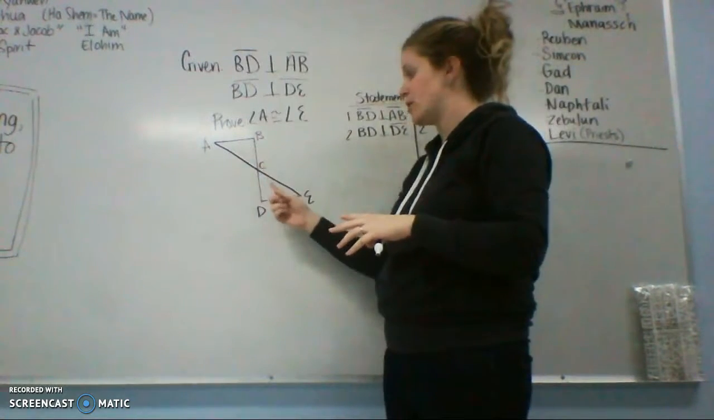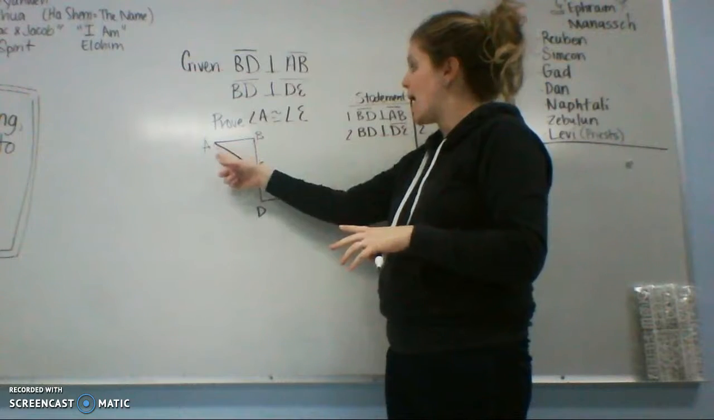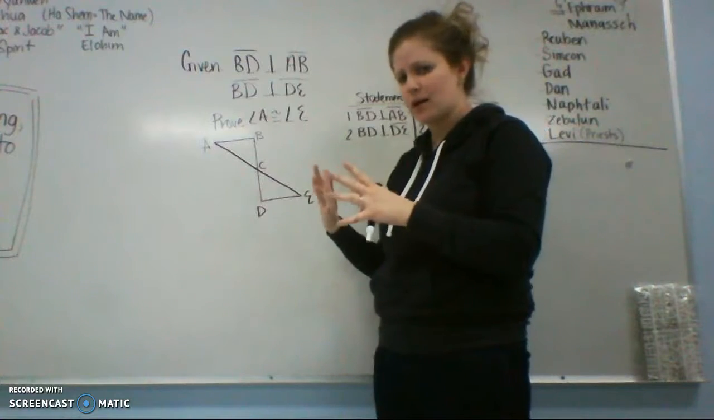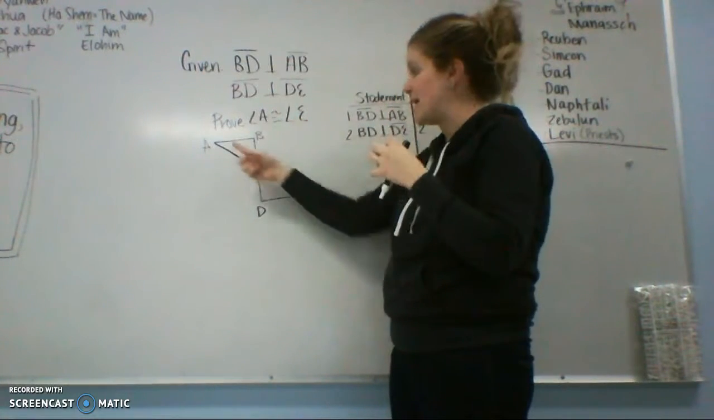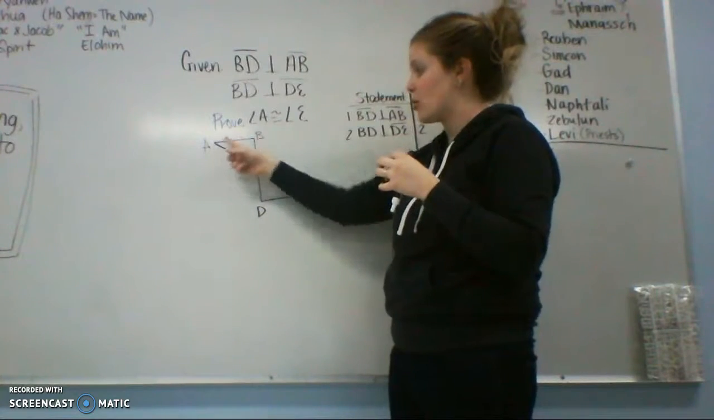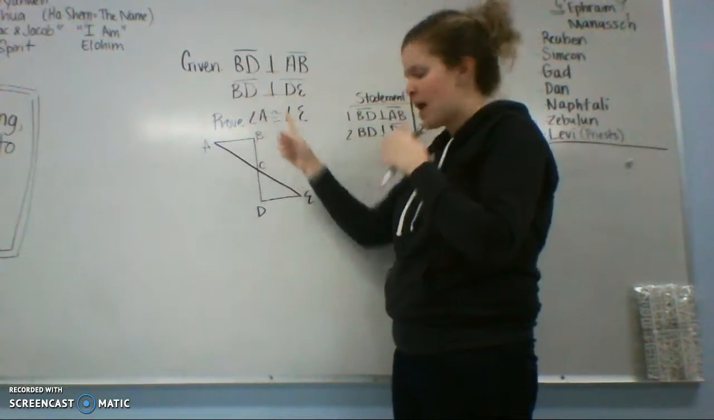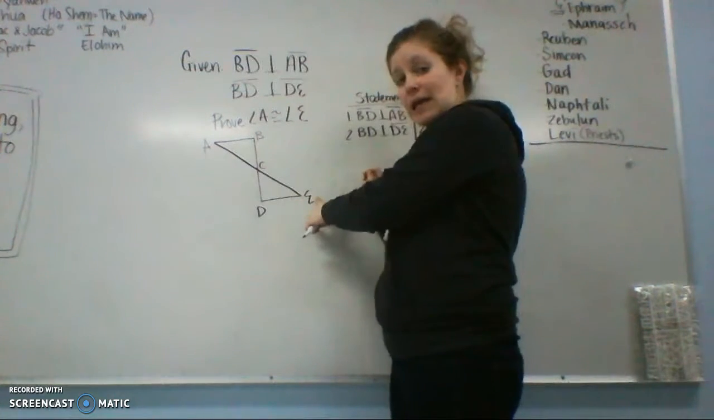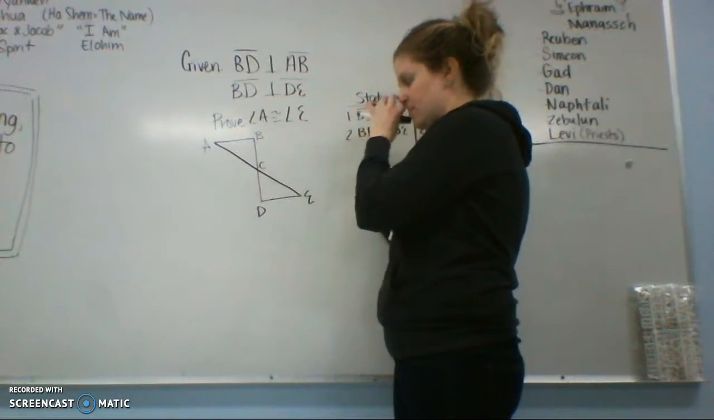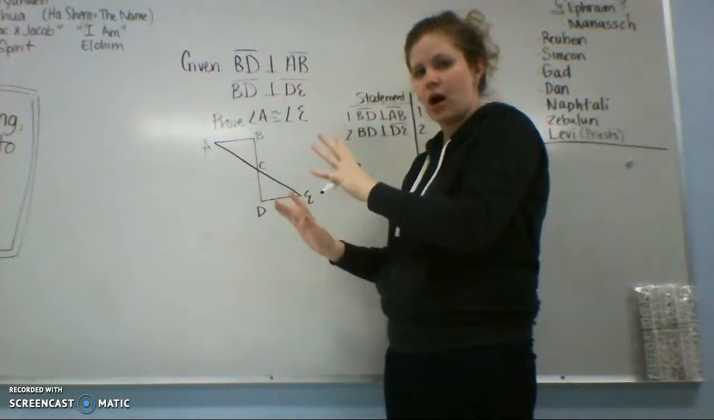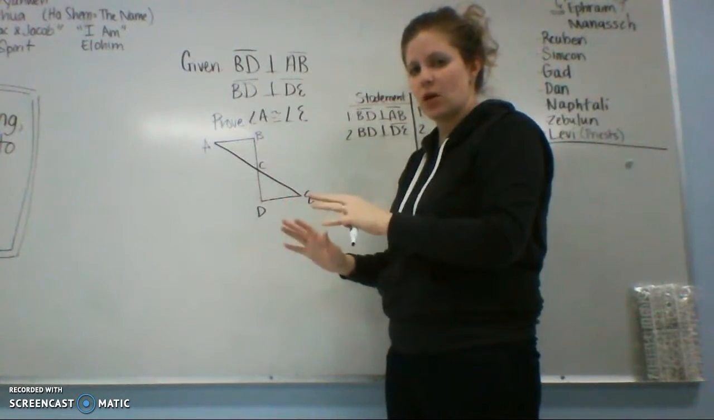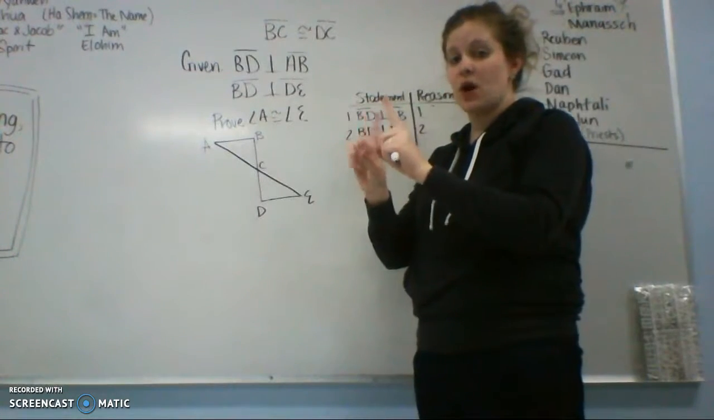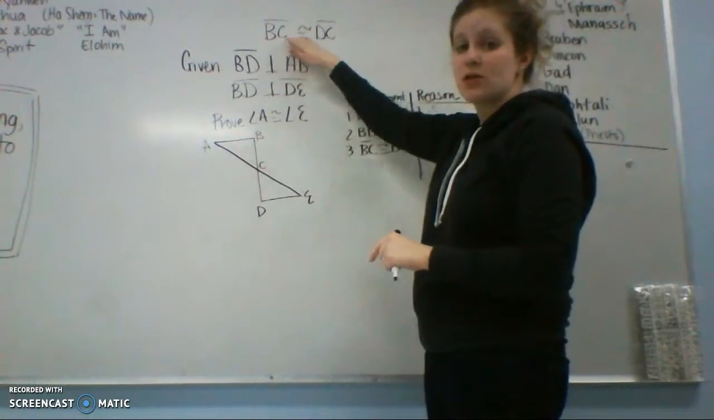So I've got 2 figures here that are joined together, triangle ABC and triangle CDE, and they don't have to be labeled in that way. But we know that BD and AB are perpendicular, this upside down T means perpendicular, and that DE and BD are also perpendicular. And we want to prove that A and E here are congruent angles. So all we know so far is that these segments are perpendicular. And one thing I missed that we also know, BC is congruent to DC.